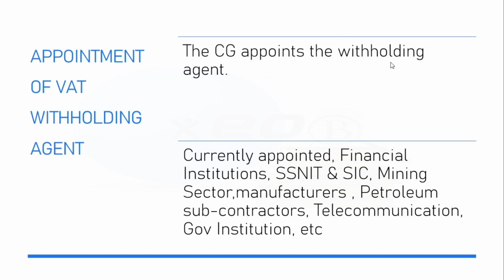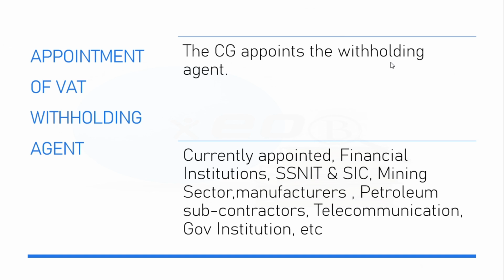That's 7%. You invoice in it or SIC or maybe anyone in the mining sector or manufacturing sector, Nestle Ghana, Coca-Cola, and then the petroleum subcontractors too. So you know them, Baker Hughes and all those guys. Telecom, communication industry, MTN, Telecel, and then AT, they all withhold VAT. They're all appointed VAT withholding agents. And then the government institutions, the schools, KNUST, ATU, all those guys, they withhold.